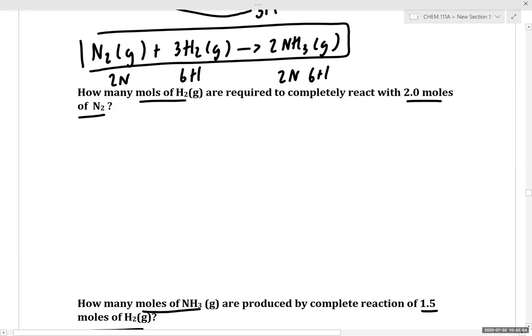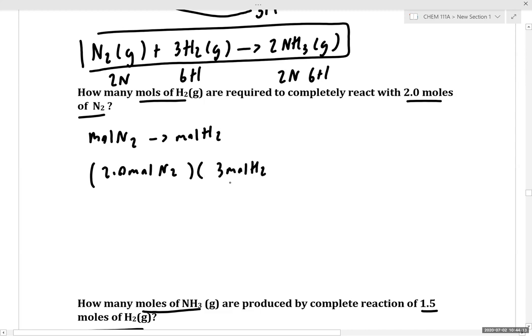Okay, so let's discuss this example. So starting off, we're trying to go from the moles of nitrogen to the moles of hydrogen. So we have 2.0 moles of nitrogen. And we know that we have 3 moles of hydrogen required to react with every 1 mole of nitrogen. And that in turn gives us 6.0 moles of hydrogen. Perfect.